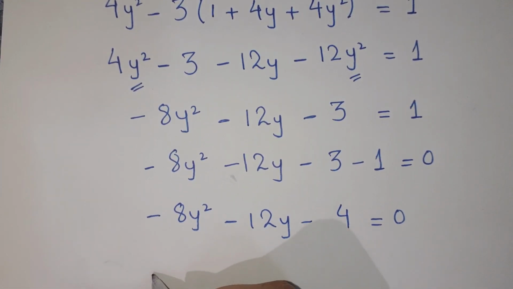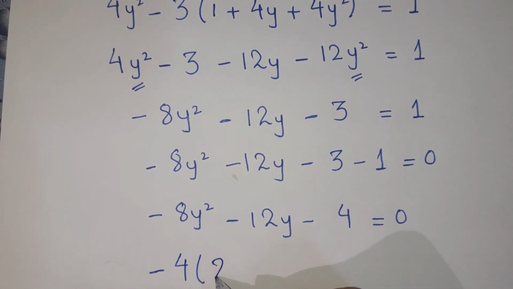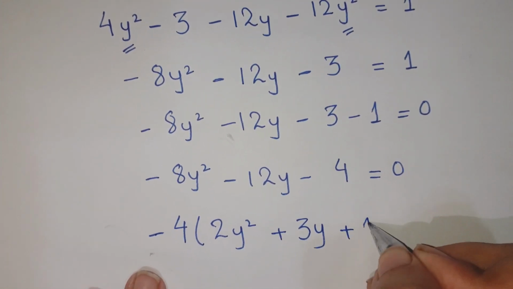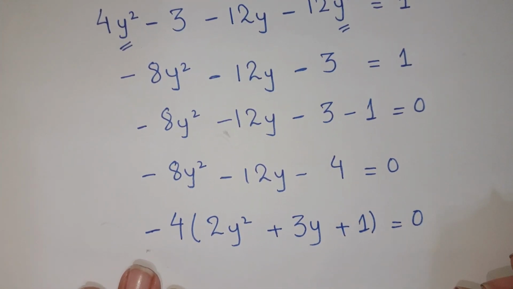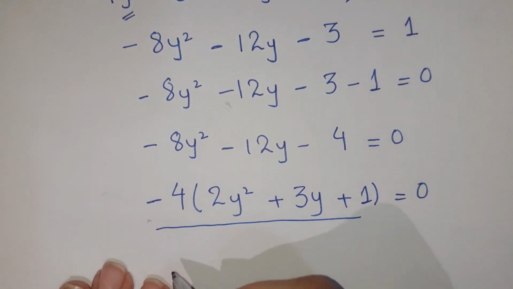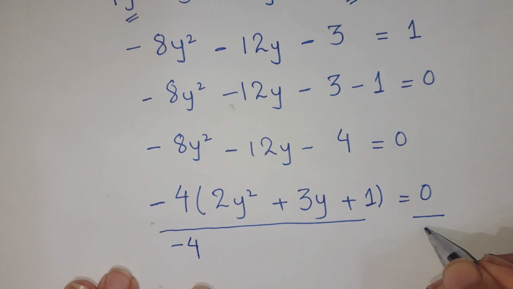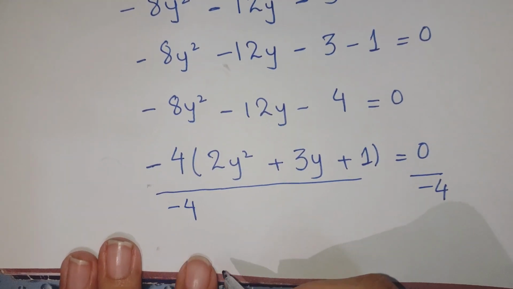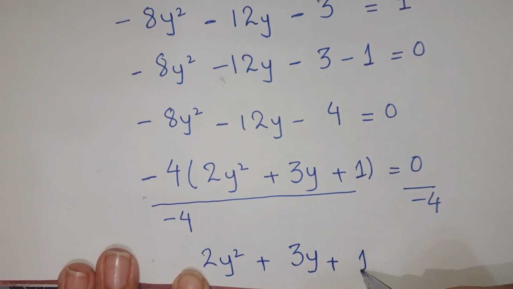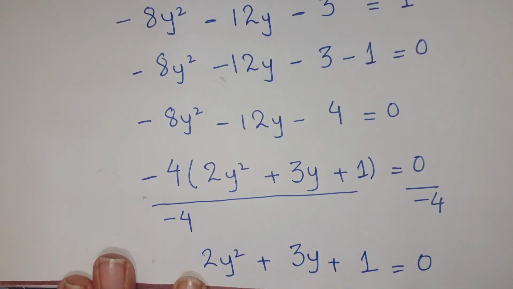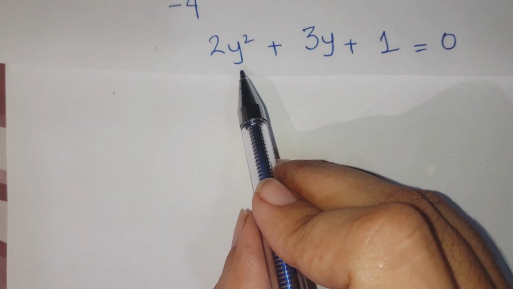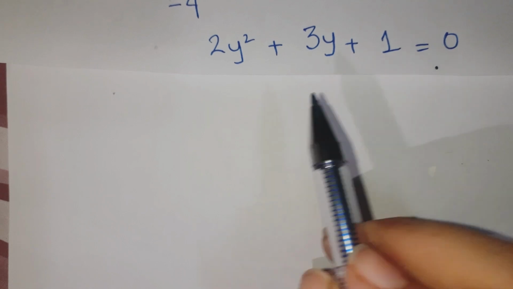Now taking out minus 4 common, you get here 2y square plus 3y plus 1 is equal to 0. Now just divide both sides by minus 4. So you get 2y square plus 3y plus 1 is equal to 0. Now here you get a quadratic equation, that is 2y square plus 3y plus 1 is equal to 0.